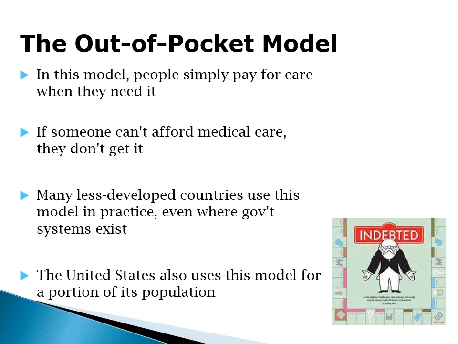Now, in the out-of-pocket model, people simply pay for care when they need it. If someone can't afford care, they don't get it. Many less developed countries use this model in practice, even where government systems exist for part of the population. And the United States also uses this model for a portion of our population.